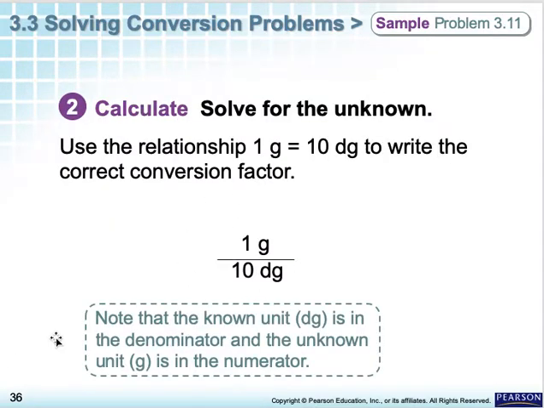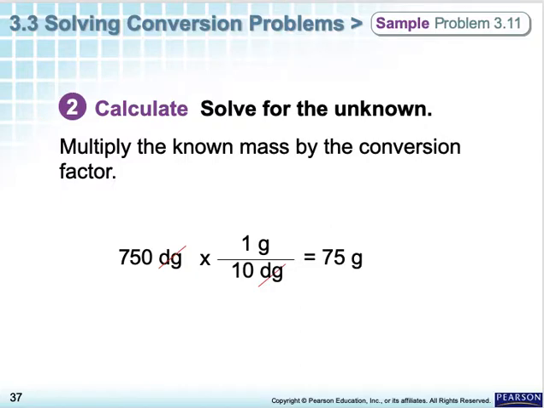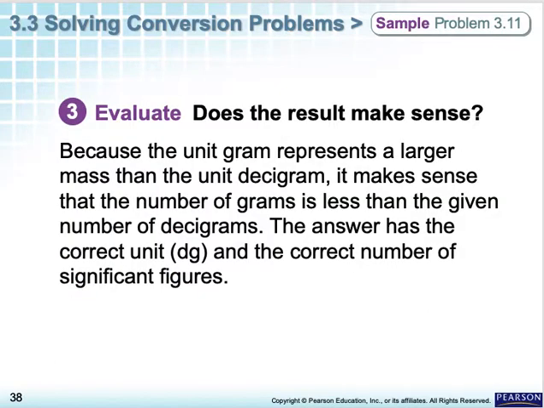We have our conversion factor, and we start with what we're given, 750 decigrams. And of course, I would have a line straight across. And since DG is here, DG has to go on the bottom. So 750 divided by 10 gives me 75 grams. We've already done these kinds of problems, so I'm not spending a lot of time on it.